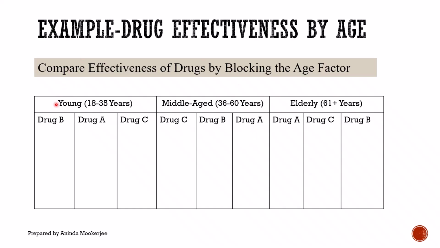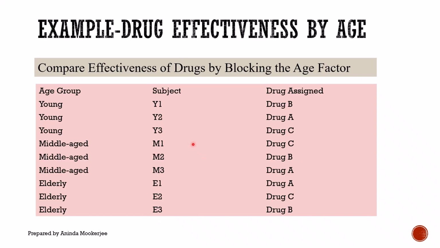So for the group of young subjects, drug B was assigned to the first unit, drug A was administered to the second unit, and drug C to the third unit, whereas for the middle-aged block, drug C was assigned to the first, drug B to the second unit, and drug A to the third. And for the elderly group, it was drug A, drug C, and drug B. And that administration was done in a completely randomized fashion.